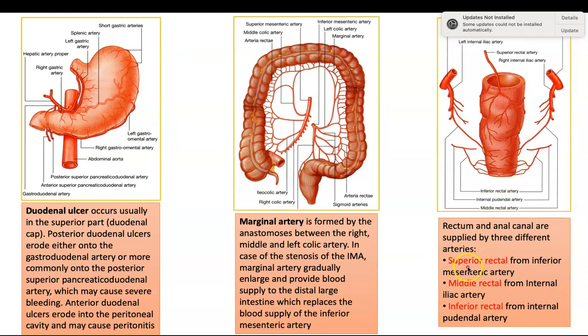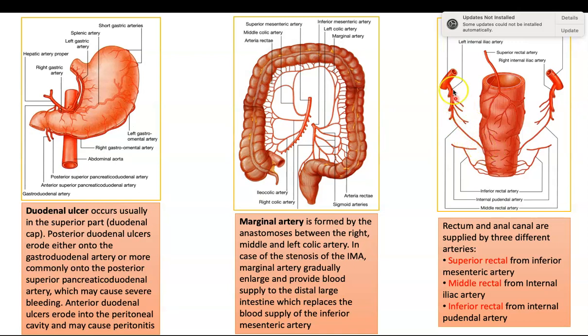One is the superior rectal artery, which is a branch coming from the inferior mesenteric artery. Then we have the middle rectal artery. You can see the middle rectal artery. These are the two terminal branches of the aorta, which are the common iliac. Common iliac divides into internal iliac and external iliac. One of the branches of the internal iliac artery is the middle rectal artery, which is here.